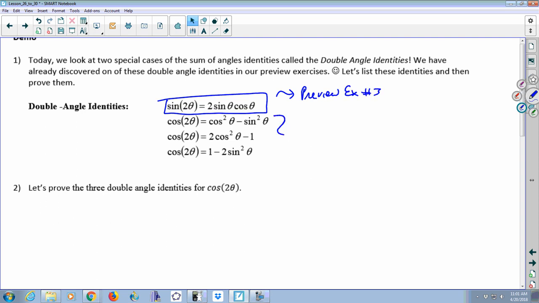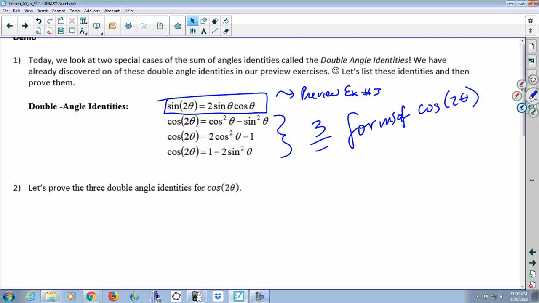So notice cosine of 2 theta is special. It has 3 different forms. 3 forms of cosine of 2 theta. It's 3 different ways you can write it.